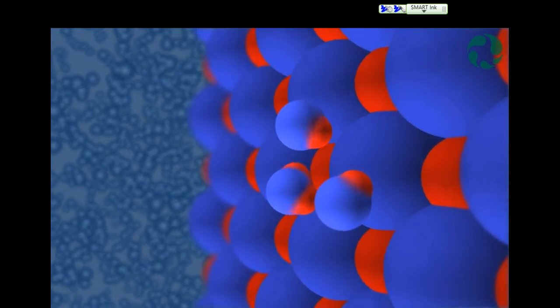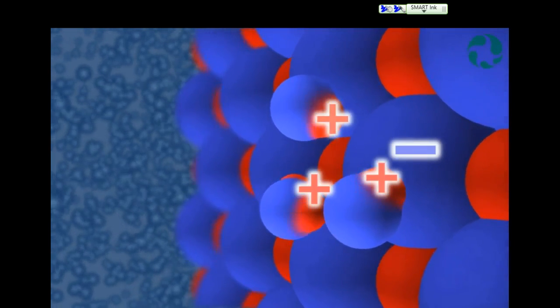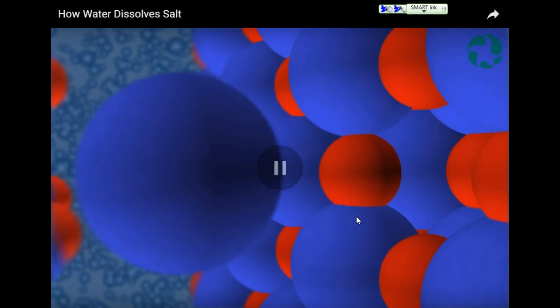So what we see here is that the water molecules are being attracted to the salt crystal, and they're actually pulling off ions. We can see this, because we have so many sodium and chloride ions together in a small space, it's easier to see.